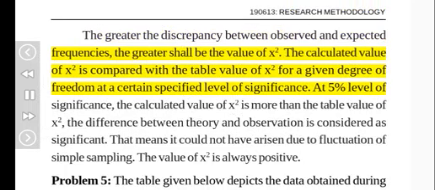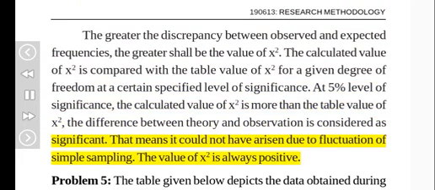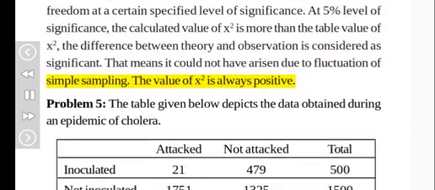The calculated value of X² is compared with the table value of X² for a given degree of freedom at a certain specified level of significance. If at the 5% level of significance the calculated value of X² is more than the table value of X², the difference between theory and observation is considered as significant. That means it could not have arisen due to fluctuation of simple sampling. The value of X² is always positive.